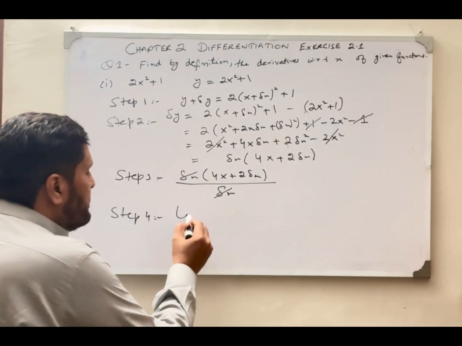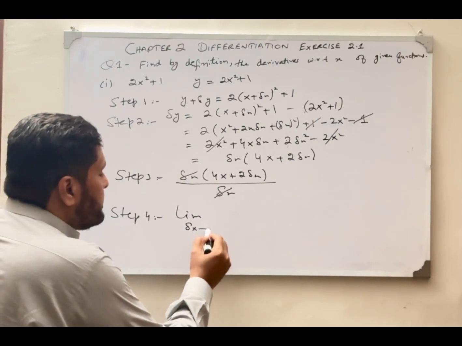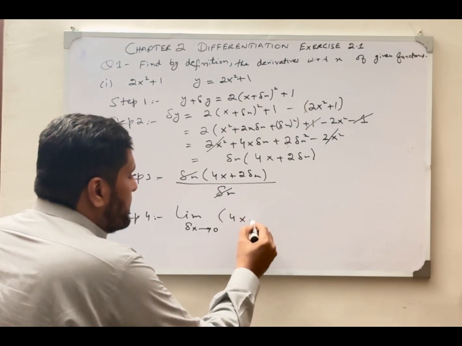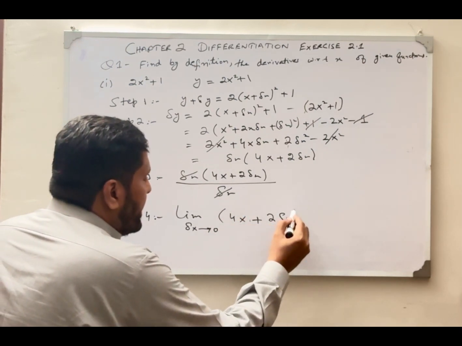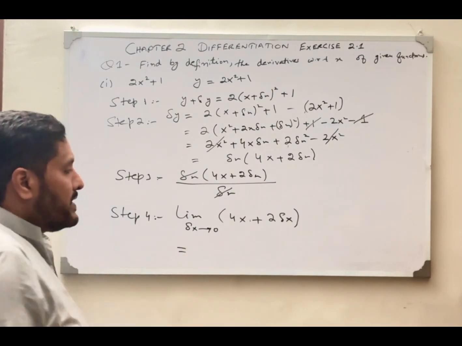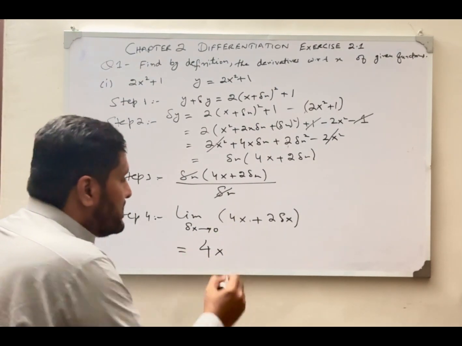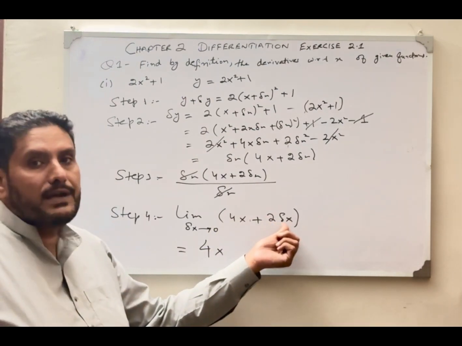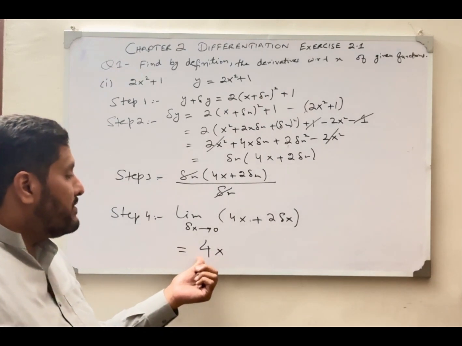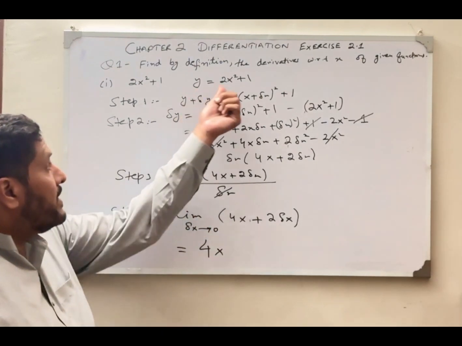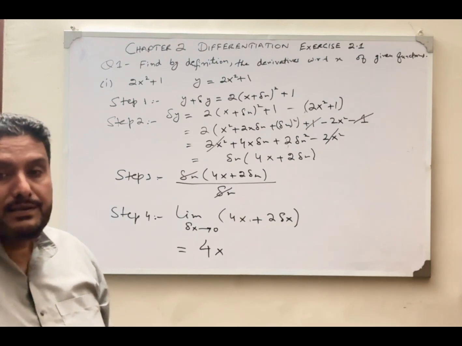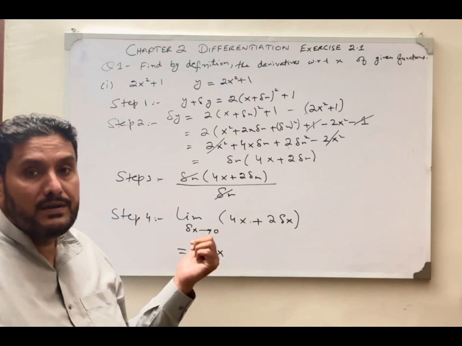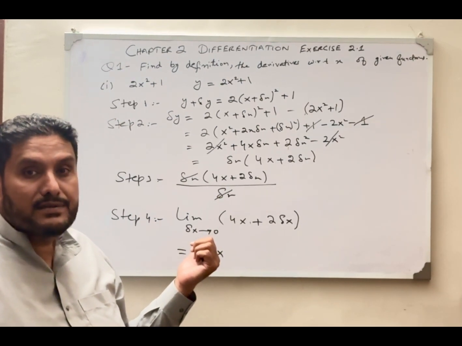So limit delta x approaches to 0, 4x plus 2 delta x. After applying the limit, this is equal to 4x, because when we multiply 2 with delta x as it approaches 0, 2 multiplied by 0 is equal to 0. So our resultant value is equal to 4x. So the derivative of y is equal to 2x square plus 1, that is equal to 4x. So this is the solution for part 1 of question 1, exercise 2.1.